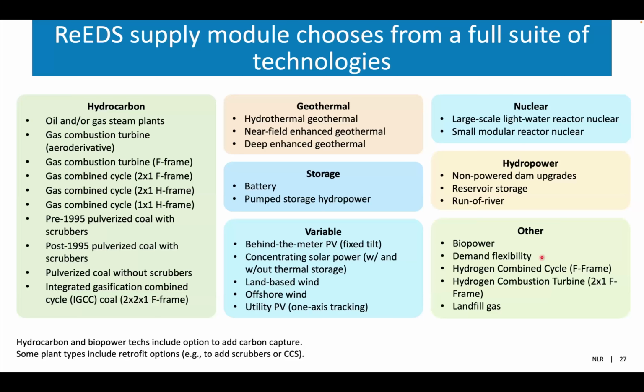And lastly, ReEDS includes other technologies that serve a variety of different system needs. These would be things like landfill gas, biopower, which can be used as a primary fuel or co-fired with coal, demand flexibility technologies, hydrogen production technologies like steam methane reformers and electrolyzers, as well as hydrogen fuel combined cycle and combustion turbines.